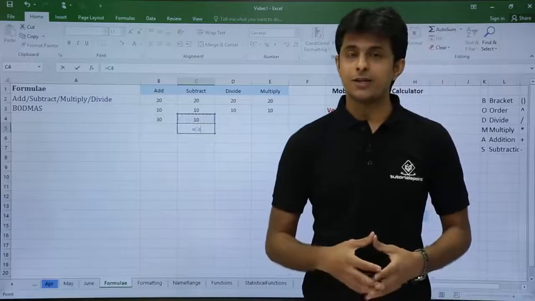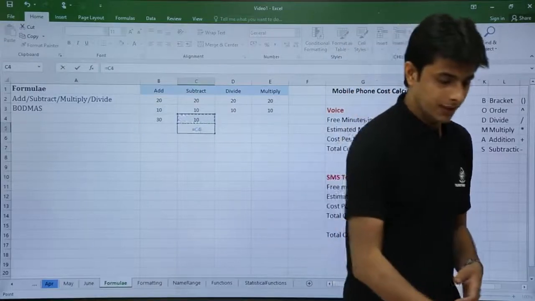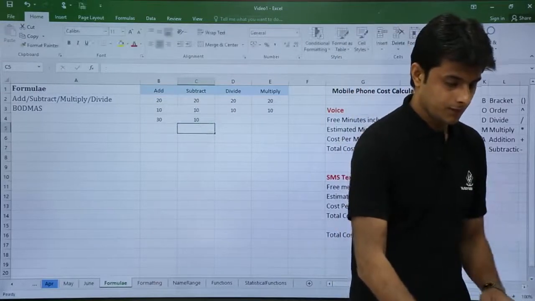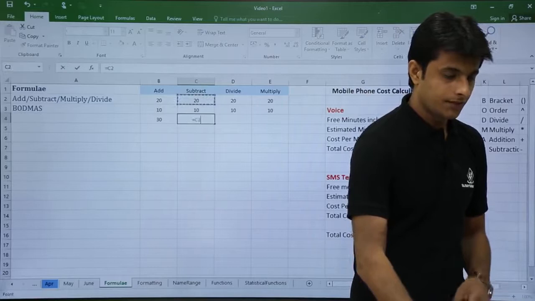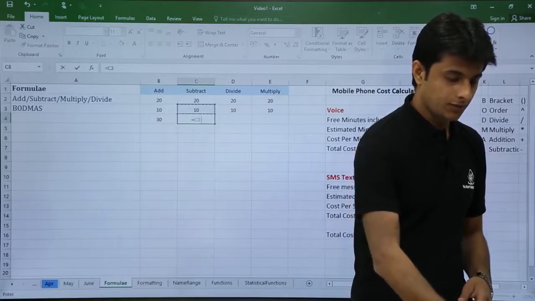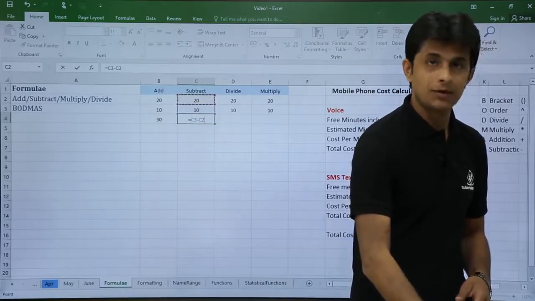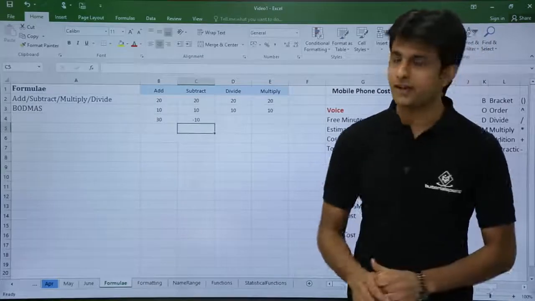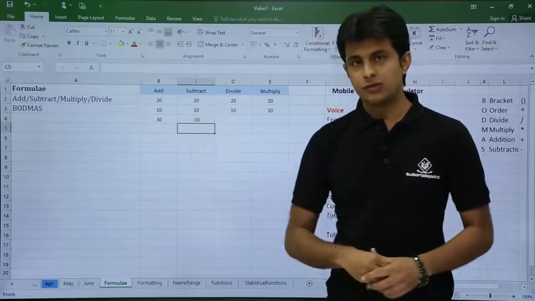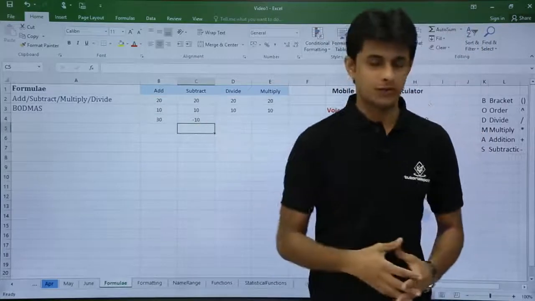Suppose I want to subtract a bigger number from the smaller number. So, I'll type here equal to 10, that is the smaller number, minus this number. I'll press enter, and I've got minus 10. That is a negative number.